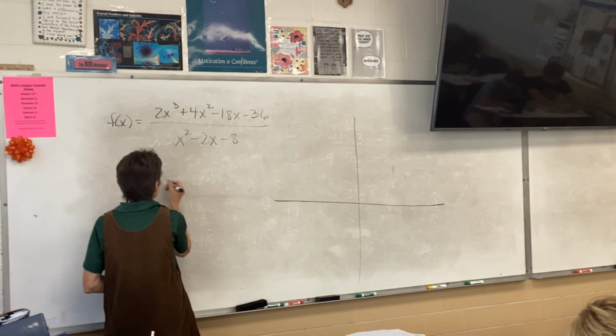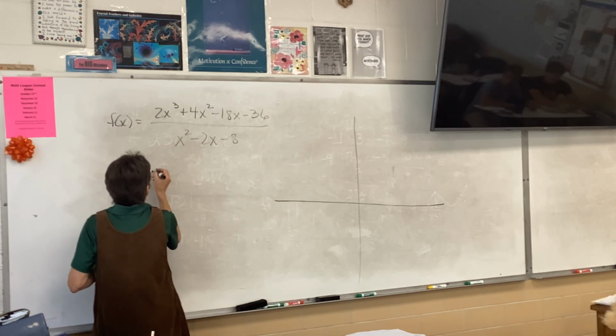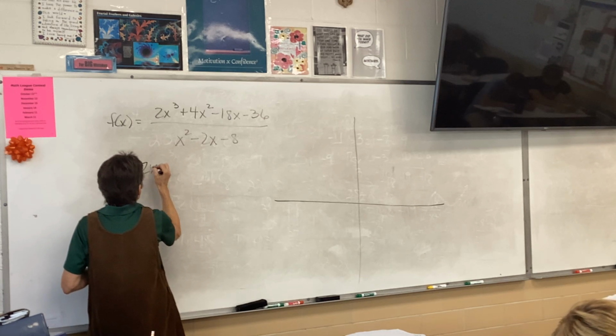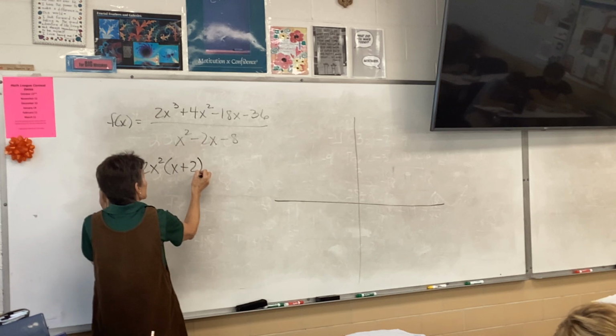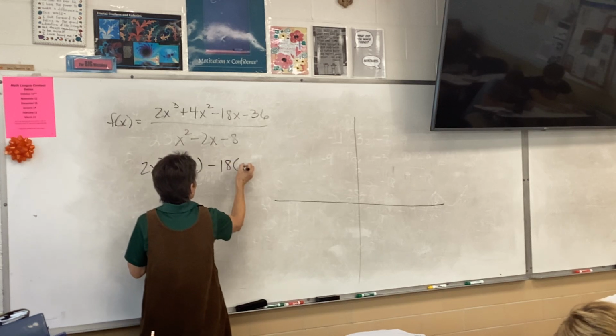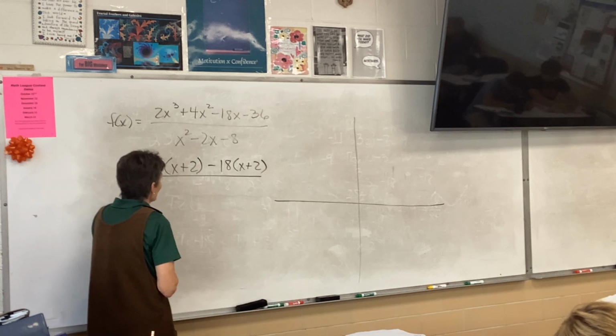So the bottom's kind of easy. What about the top though? Group it, okay. So I'm going to have 2x squared, x plus 2, minus 18. Please don't let me make any more mistakes. Lock in, Mrs. Ford. I'm trying. Does that look okay?